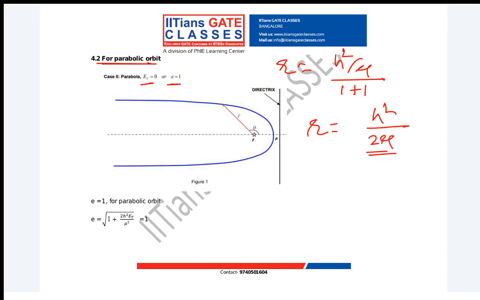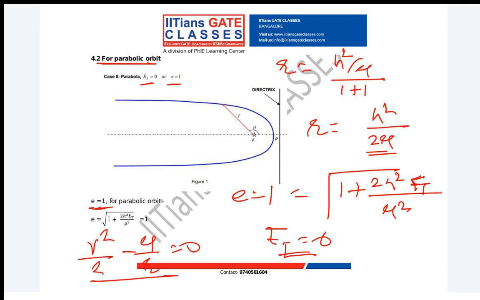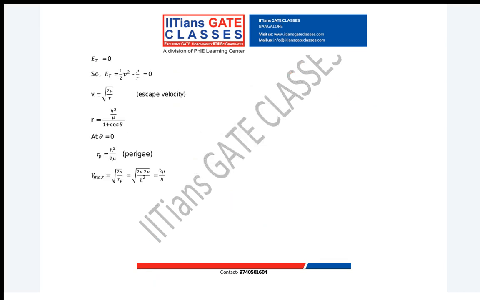Now guys, when E equals 1, we know it is given by 1 plus 2 H square ET upon mu square, and from here ET is zero. So when ET is zero, we know the formula V square by 2 minus mu by R equals zero. So from here, the parabolic velocity will be given by V equals under root 2 mu by R.